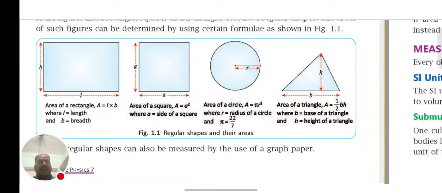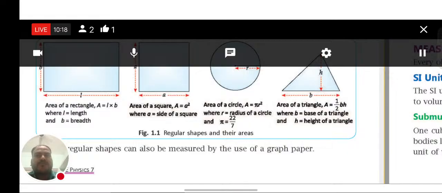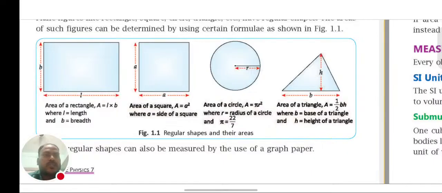So what is next? Next is a circle. For the area of a circle, we are using A equal to pi r square. Yes or not? Now next, the area of a triangle. The formula is half into b into h. B is the width, and H is the height of the triangle. When we do the multiplication of half into b into h, we are able to find the accurate area of the triangle.